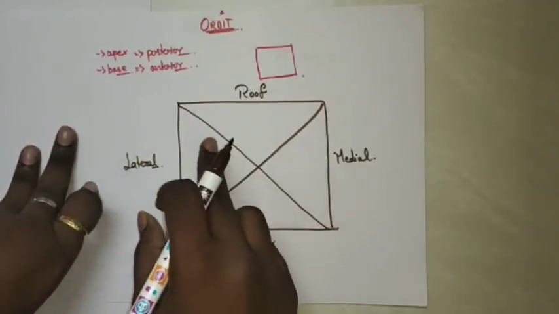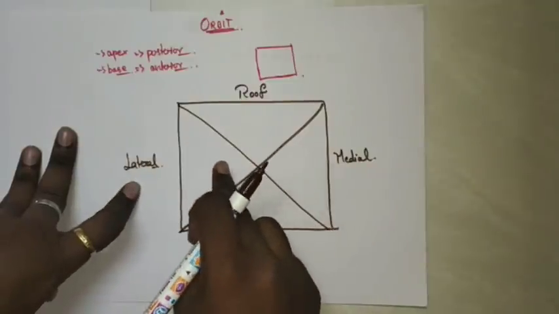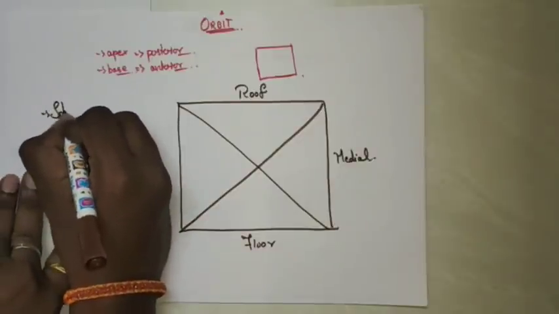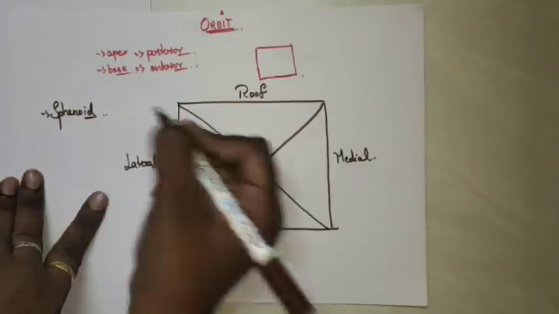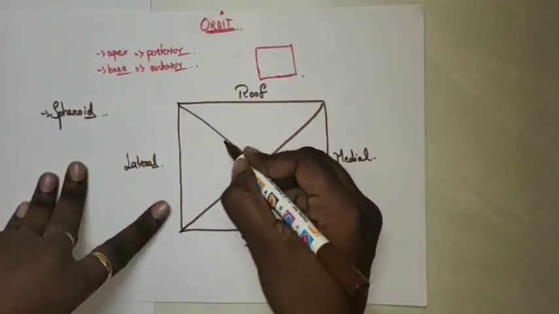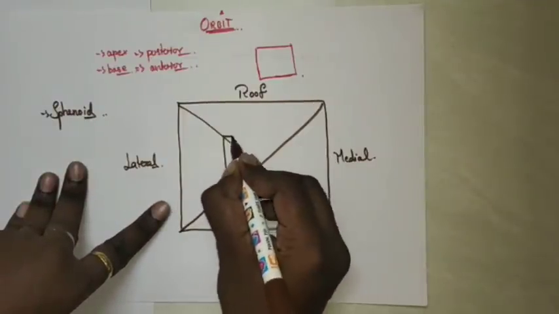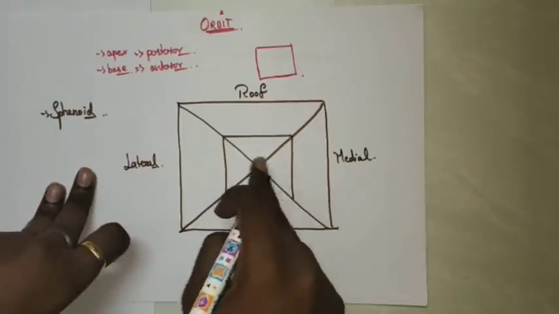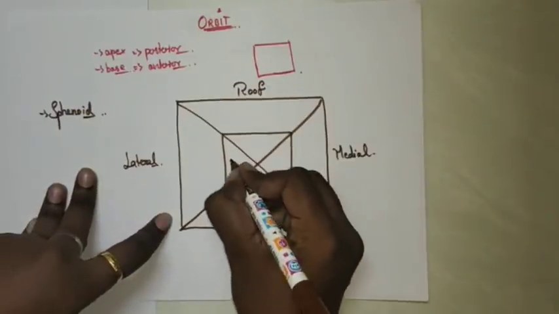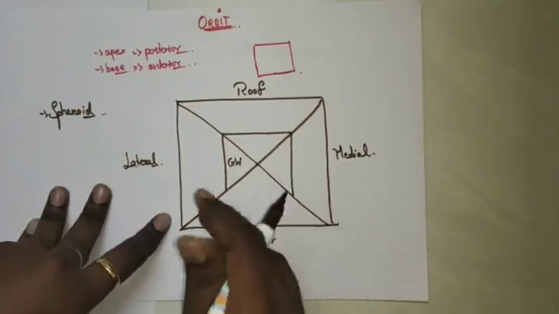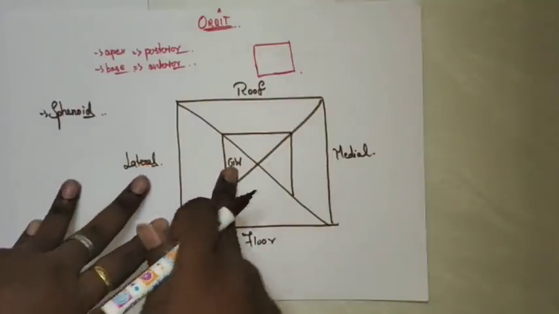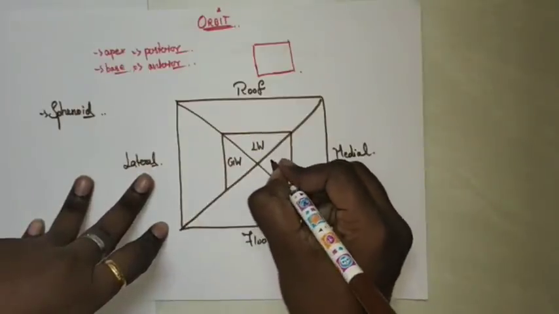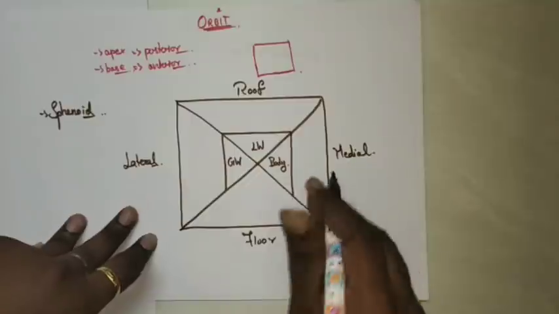So a single bone constitutes three walls of orbit, which is known as the sphenoid bone. This sphenoid bone acts in three ways, in three walls of the orbit. That is, the greater wing of sphenoid forms the lateral wall, and the lesser wing of sphenoid forms the roof of the orbit, and the body of sphenoid forms the medial side of orbit.